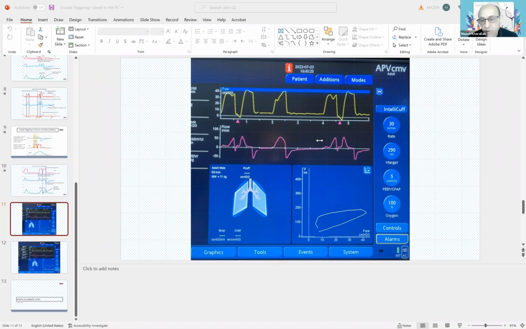Now increase the flow, double the flow from 30 liters per minute to 60 liters per minute. You can deliver the 500 faster in 0.5 seconds. And then you have 1 second for plateau. Inspiratory time does not change. And you don't solve the double triggering. So it's only the inspiratory time that needs to be prolonged in order to solve the double triggering.